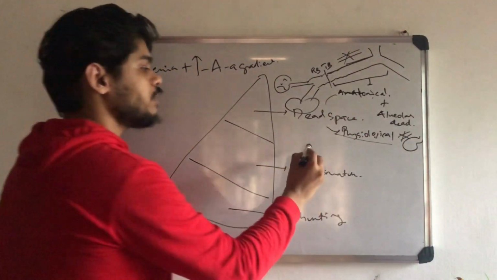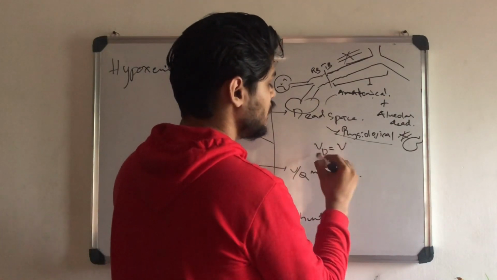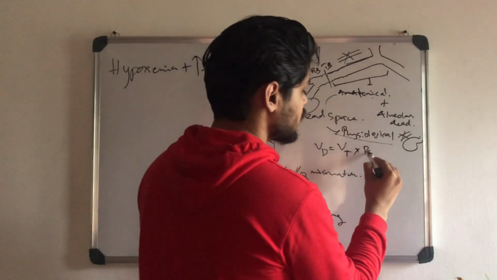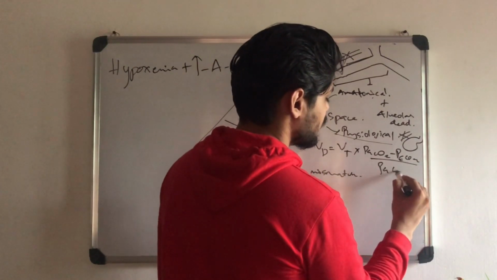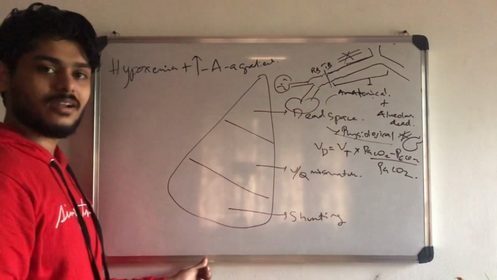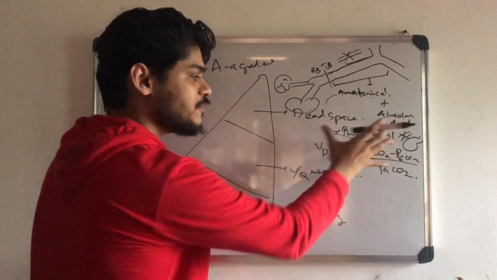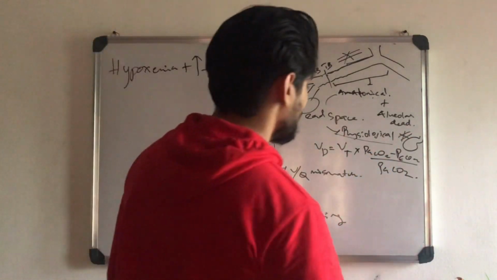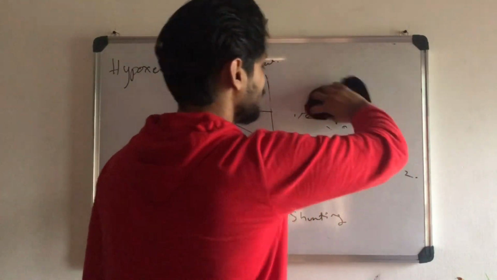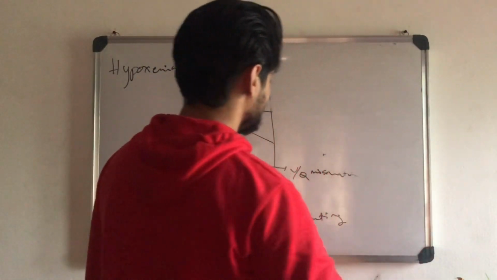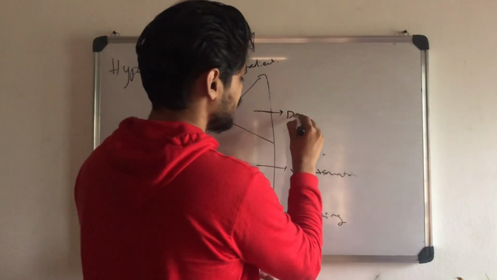And we know how to calculate physiological dead space. Vd is equal to 80 into PaCO2 minus PeCO2 by PaCO2. So we know this thing, right? It was Bohr's formula of calculating physiological dead space. So we know what is physiological dead space, what is anatomical dead space. We know what is dead space, right?